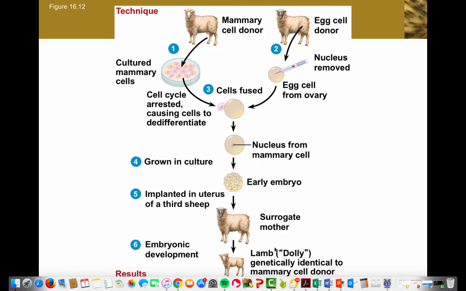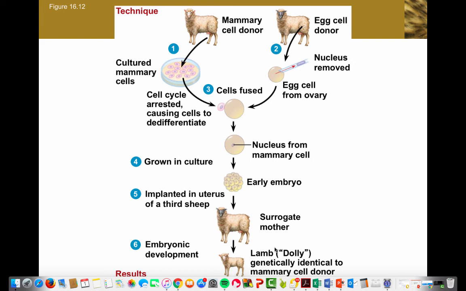And they take the nucleus and they're going to fuse that cell with the cell that doesn't have a nucleus. What they're doing basically is putting the entire genome, that nucleus from this mammary cell, into this egg cell from the ovary that doesn't have a nucleus. And then this is grown in culture, which means it's grown on a plate. And then as it becomes an early embryo, they're going to implant it in the uterus of a third sheep. And this is basically the surrogate mom.